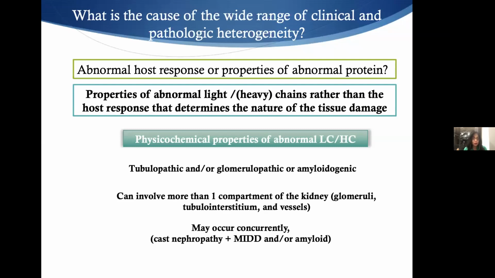What does this mean? We're saying that each light chain has a special physicochemical property. True, but we're not saying that all the light chains we generate are going to be the same. So we can generate light chains which are tubulopathic, and then generate light chains which are amyloidogenic, and hence the patient can present with concurrent manifestations of the monoclonal gammopathy he has. We can have cast nephropathy and MIDD, or MIDD and amyloid, or cast nephropathy and amyloid, and so on.